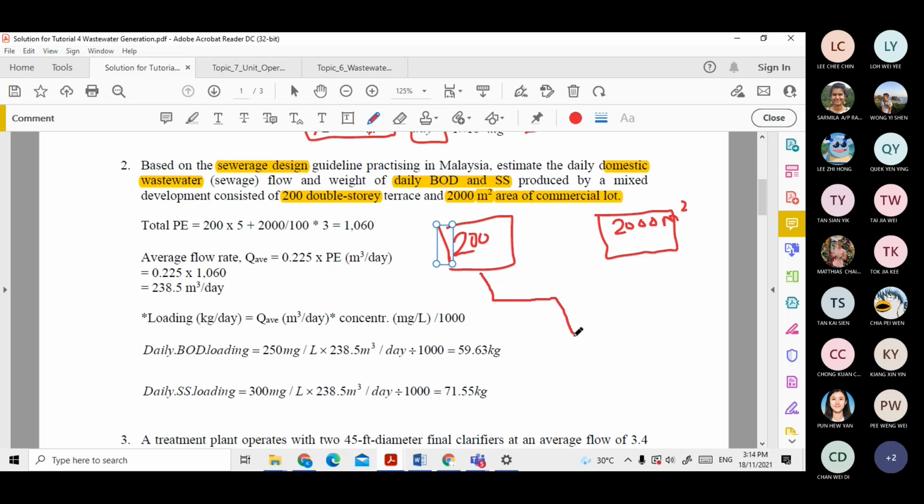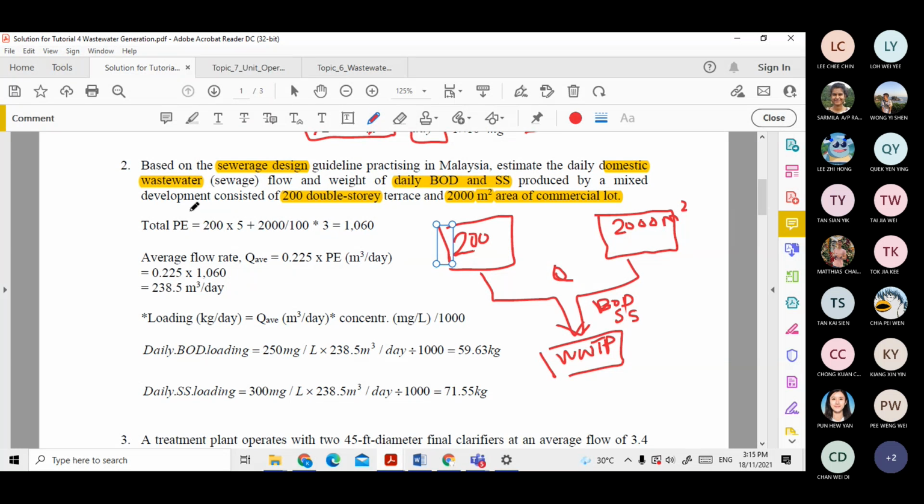All the wastewater that is produced will be channeled into one centralized wastewater treatment plant. So how much wastewater is produced here, how much is the flow, you are asked to estimate this Q, the daily flow. With this daily flow, then you calculate the BOD and the suspended solid loading into this wastewater treatment plant. How much daily flow of the wastewater is produced depends on, as I mentioned, the population, the number of people staying in this double story, and also those people making use of the service in this commercial lot.